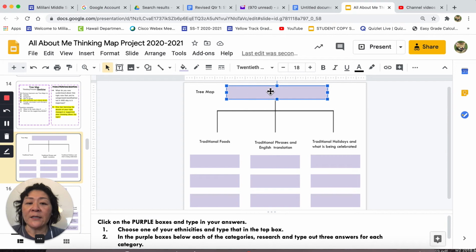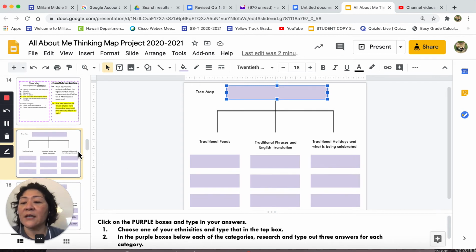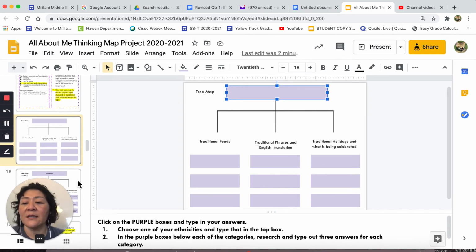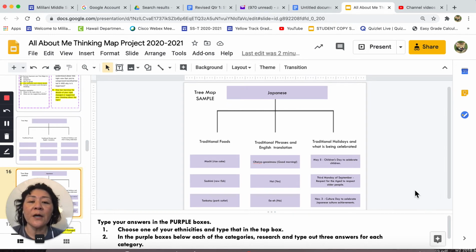So you will type in your ethnicity here, and then you are going to find 3 traditional foods for that particular ethnicity. You will find 3 traditional phrases and you'll write their English translation. And then you will find 3 traditional holidays and explain what is being celebrated. Now I know this sounds like a lot, so we're going to go to slide 16 and you will see the example.